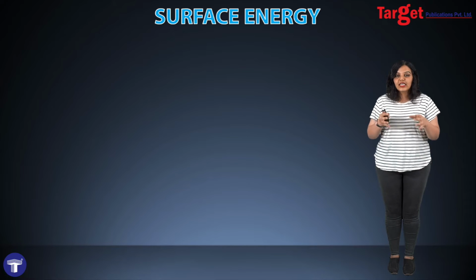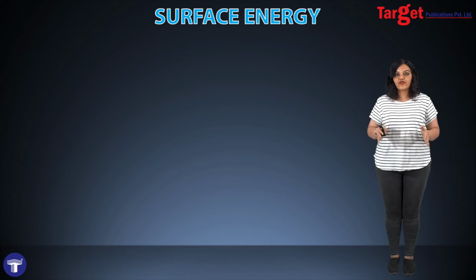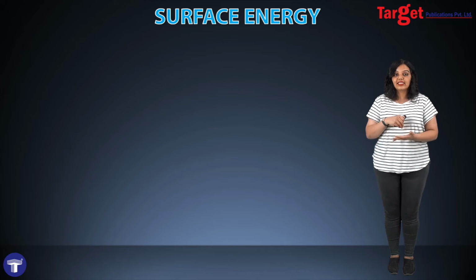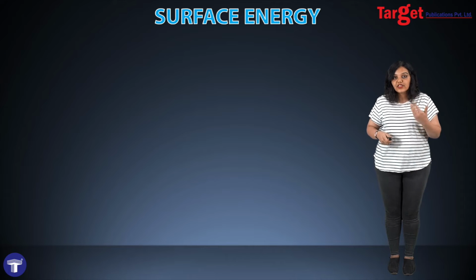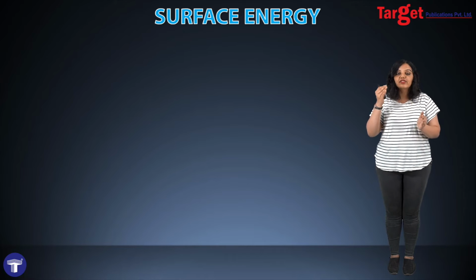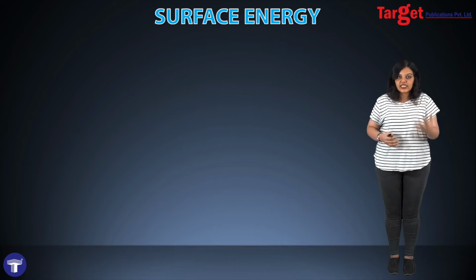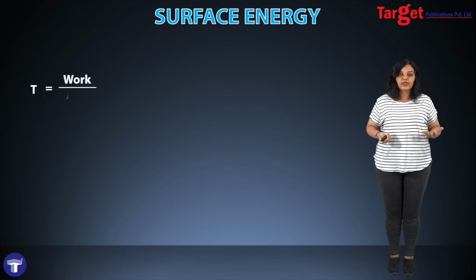So we saw that the work done in increasing the surface area of the free surface of a liquid is stored into the liquid as surface energy. And then we defined the relationship between surface tension and surface energy, and we said that surface tension was surface energy per unit area. But surface energy and the work done is the same thing, and therefore I can say that surface tension is also the work done per unit area.